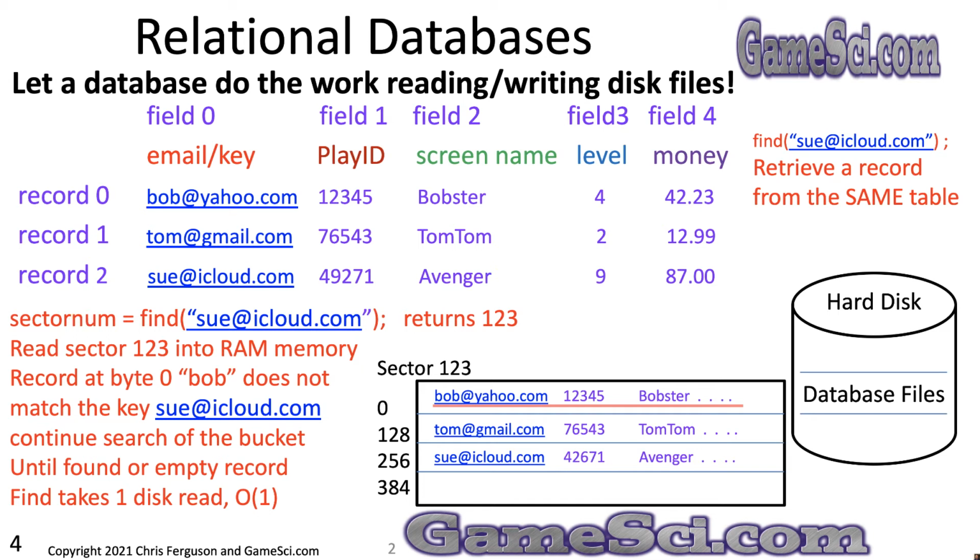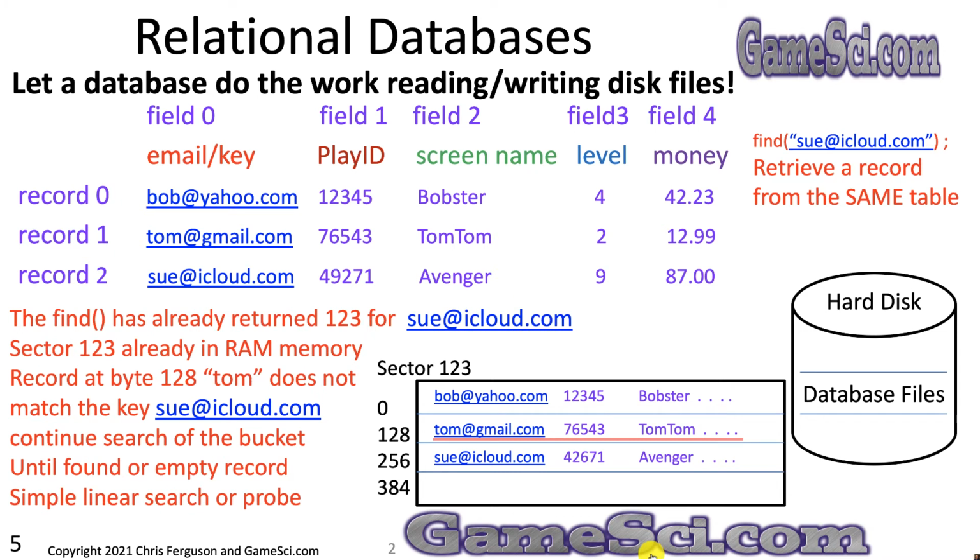So we read sector 123 into RAM memory. And the first thing we do is we look at the first record of the sector. And if you compare Sue to Bob, it is not a match. When it's not a match, we've got to keep going. At this point, what we'll do is go on to the next record in the sector. This is what's called a linear search or a linear probe.